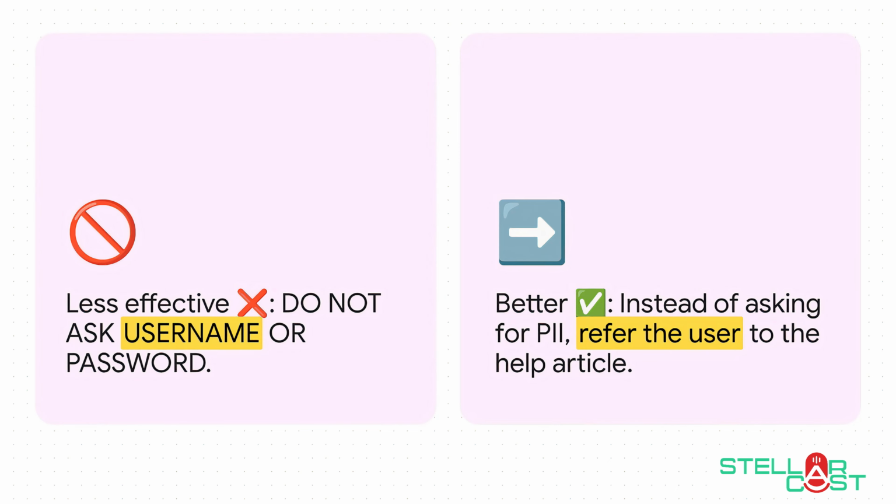And here's exactly what I mean by that. Instead of just saying, "Don't ask for a password," which is a negative command, you give it a positive alternative. Refrain from asking for PII, that's personally identifiable information, and instead, go do this. Direct the user to the help article. See? You're giving it a clear, productive path to follow. It just works so much better.